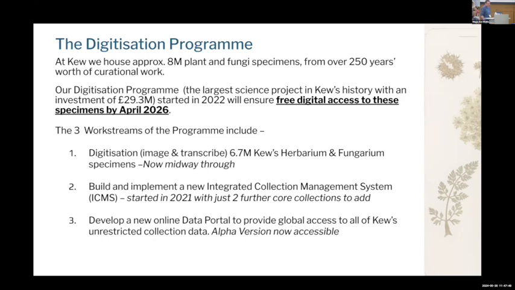In addition to this project, we've got to build a new integrated collection management system, and we started this in 2021. We've just nearly got all our core collections on there, and the living collection and slide collection will be added later this year. And then finally, we are developing a new data portal. We've got the alpha version released, but we've got further development to be done on that. So it's accessible, but it's not exposing all our data. All available data at the moment, both fungi and herbarium data, is using GBIF and being updated each week with what's been digitized.